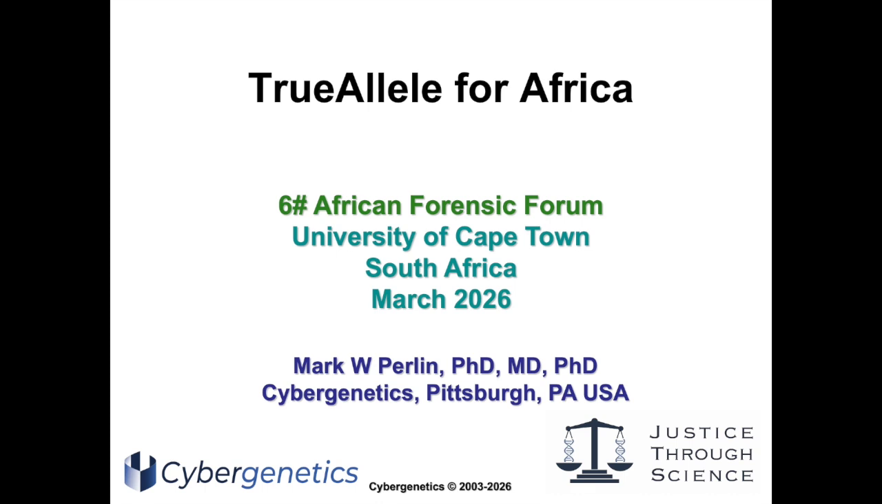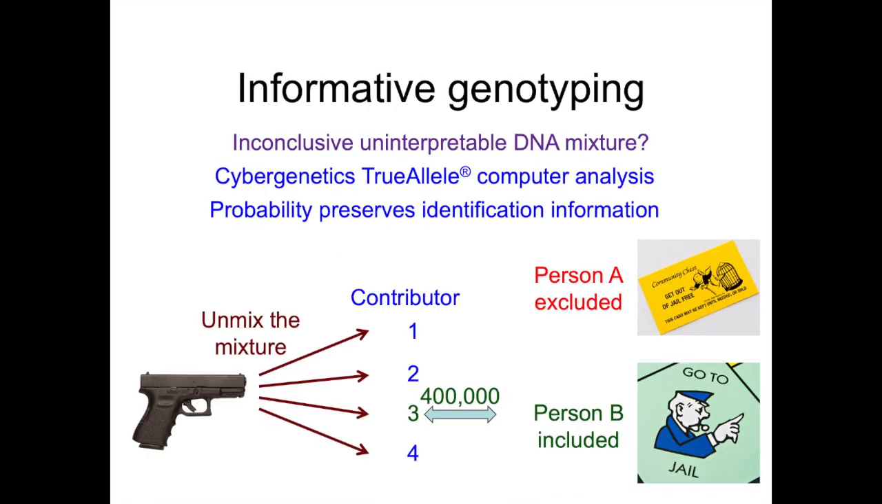So today I'll be talking about TrueAllele for Africa. What is informative genotyping? That's really what I'll be talking about. Most DNA that's analyzed is not terribly informative. The usual result we see in the States is inconclusive or uninterpretable DNA mixtures.